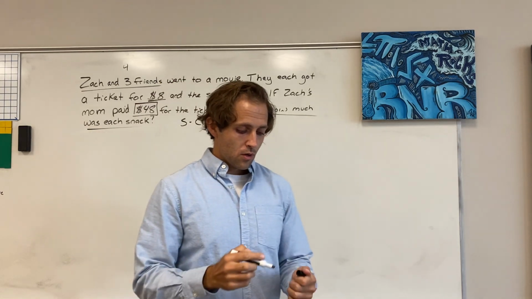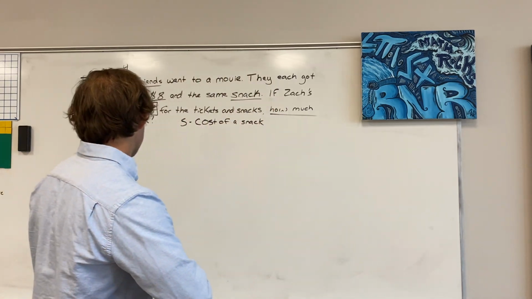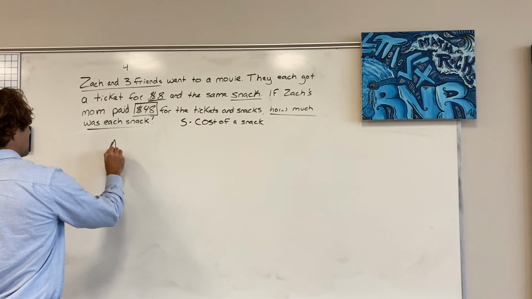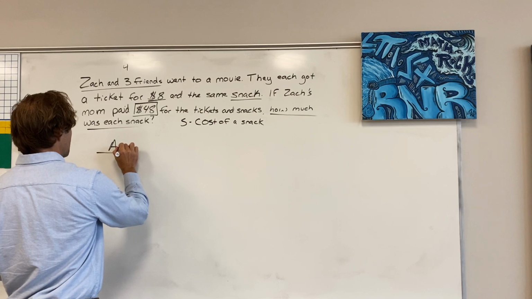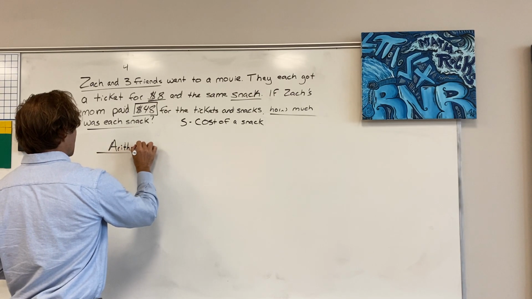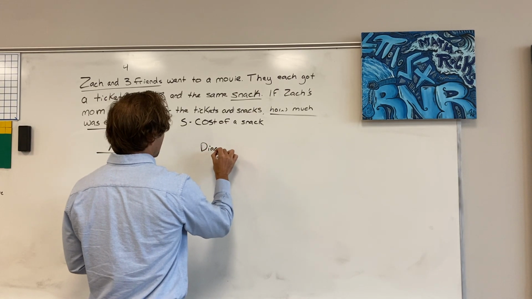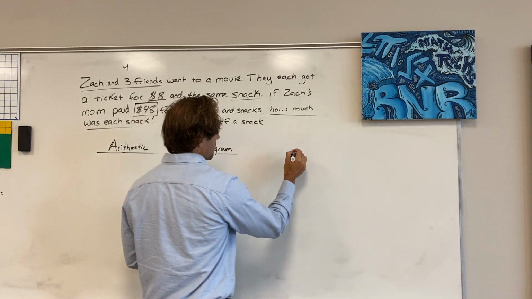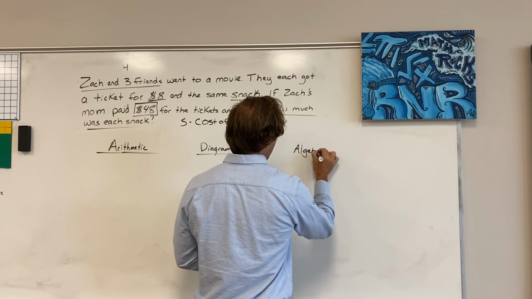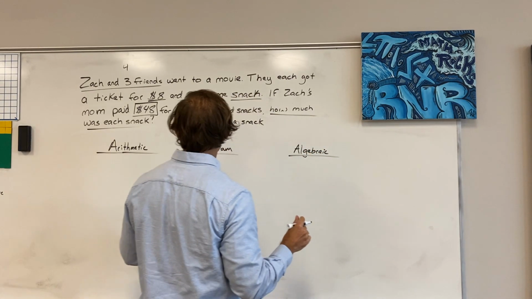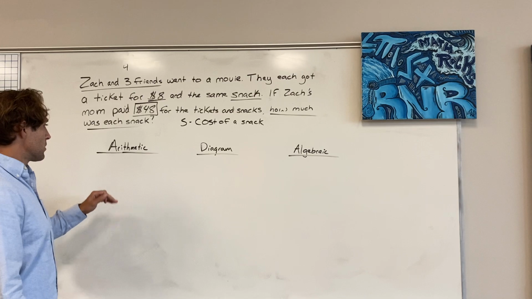Okay? So essentially what I'd like to do now is look at this 3 different ways. I want to look at this from an arithmetic perspective, like we're going to use an arithmetic strategy. Then we're going to use a diagram. Then we're going to use an algebraic equation. So we're going to solve it 3 separate ways, okay? The first way would be to use arithmetic.